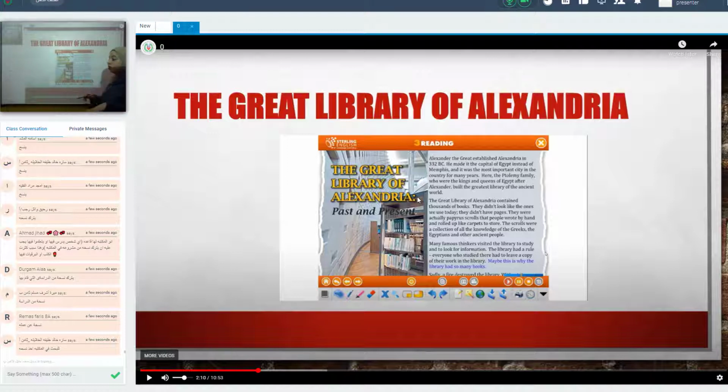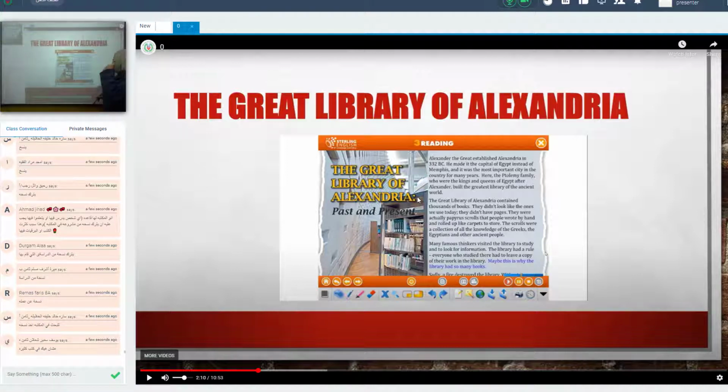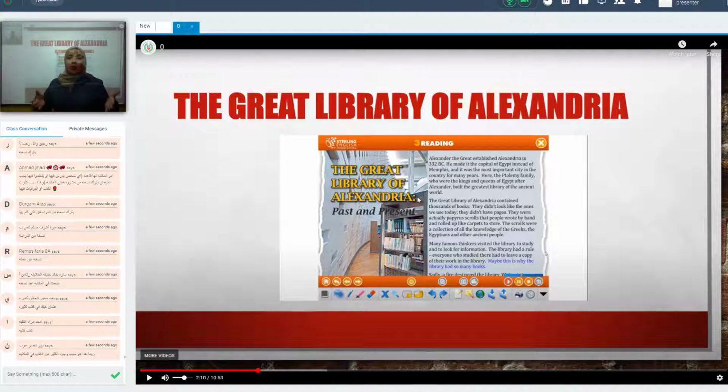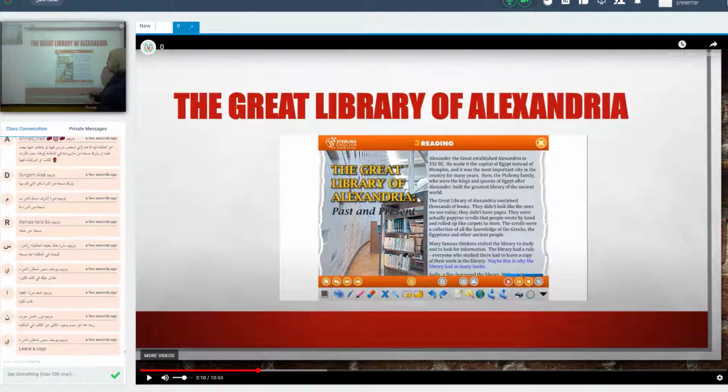Of course, here we also have many ideas. Many famous thinkers visited the library to study and to look for new information. That is the first piece of information. The library had a rule. If I ask you in the exam, what was the rule of the Library of Alexandria for famous thinkers? Everyone who studied there had to leave a copy of their work in the library. So this is why the library had so many books.